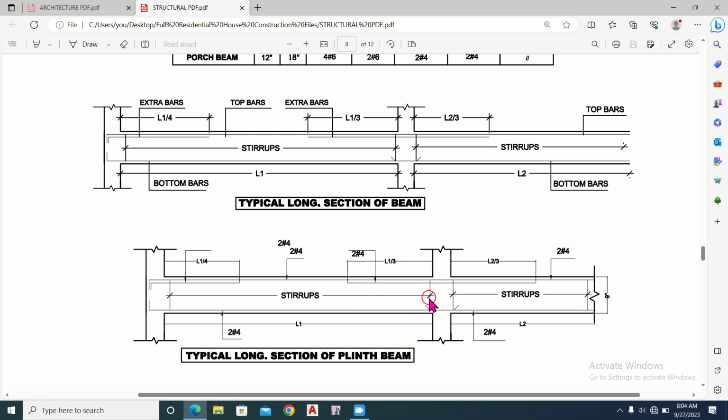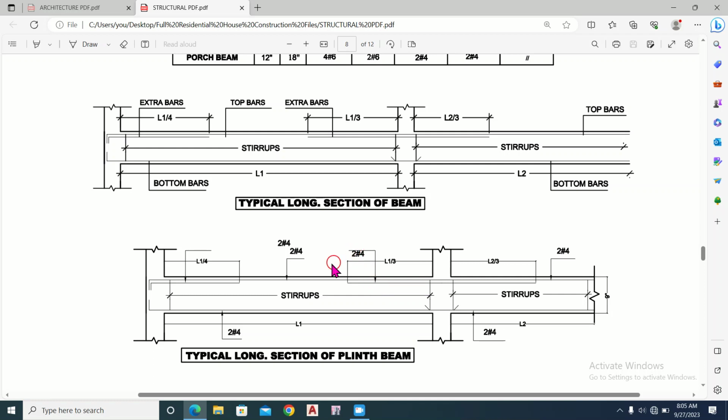So these are the stirrups, this one, and it continues along the beam, and this is the main bars to be provided that has been provided at the bottom as 2 number 4 bar, and this is the top extra bar. It continues at the inner side, top side of the beam.